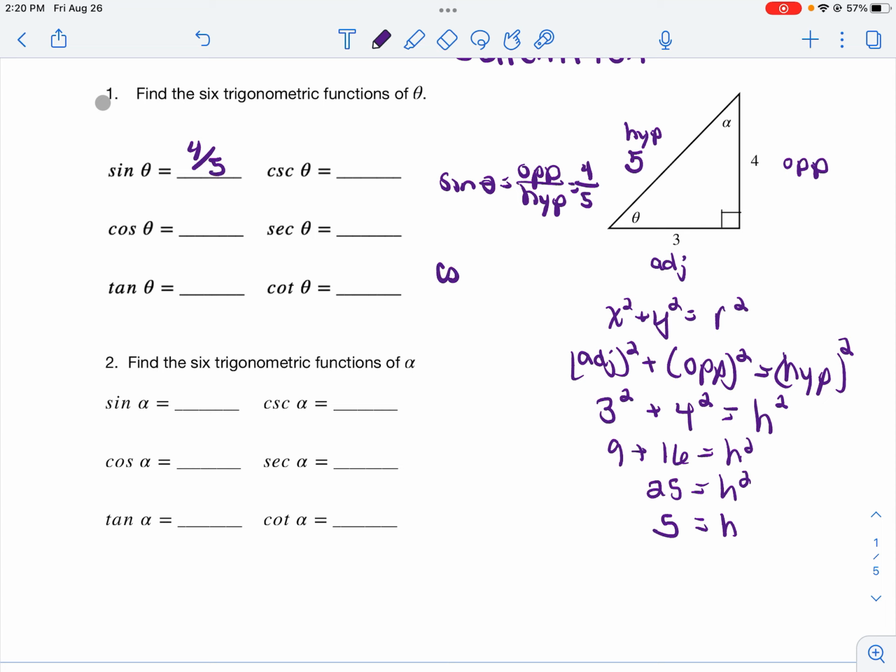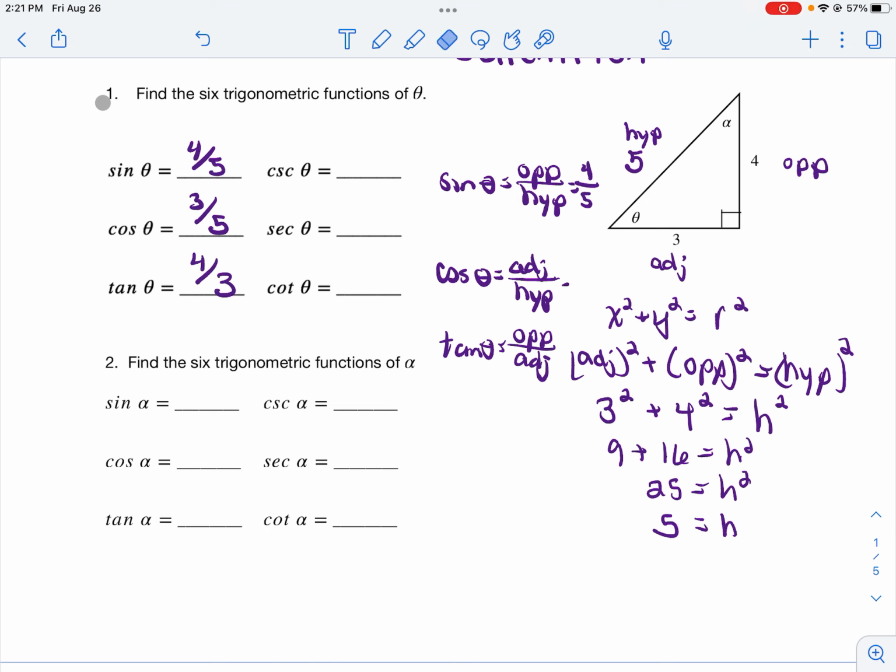Cosine of theta is adjacent over hypotenuse. And our adjacent side is 3. Our hypotenuse is 5. Tangent of theta is equal to opposite over adjacent. So our opposite side is 4. Our adjacent side is 3.